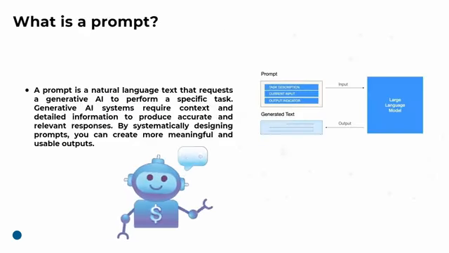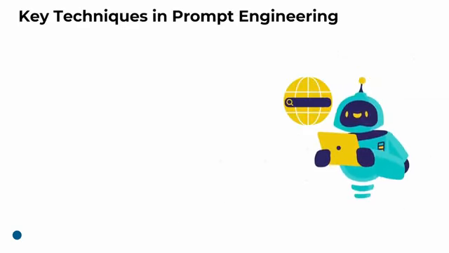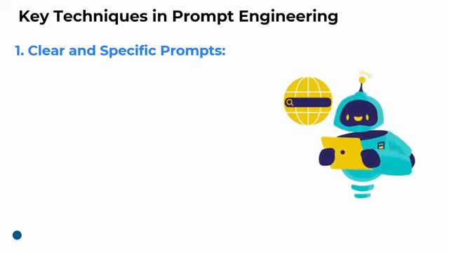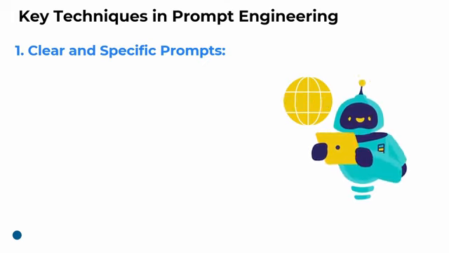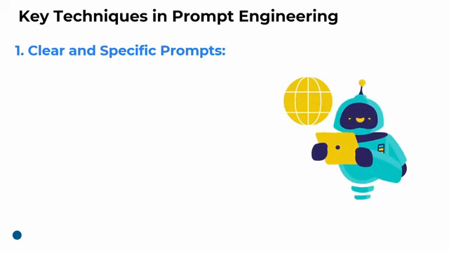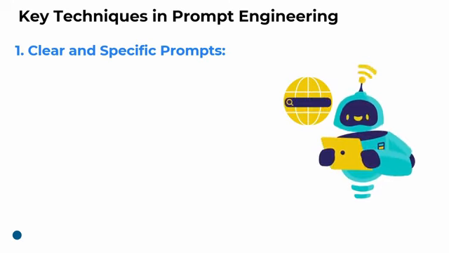So first we'll see what exactly a prompt is. A prompt is just a request to a generative AI to perform a specific task. It requires context and detailed information to produce an accurate and relevant response. So that is the definition of a prompt. What are the key techniques in prompt engineering? First one is a clear and specific prompt. Instead of asking "tell me about neural networks", use a more specific prompt like "explain the basics of neural networks in simple terms suitable for a beginner." That helps the model generate a more targeted and useful response.